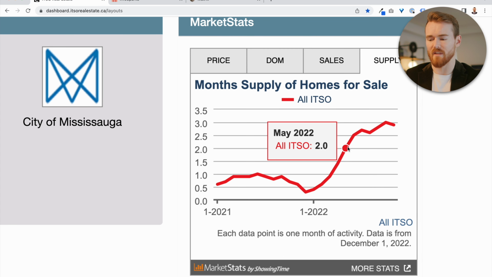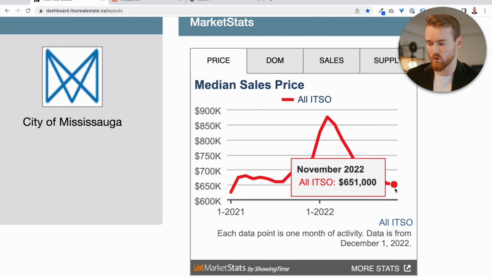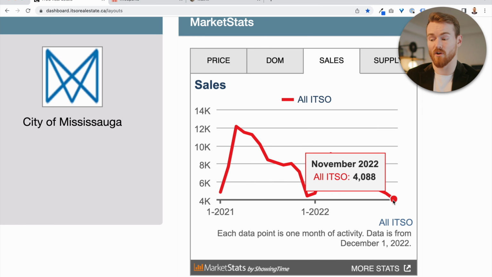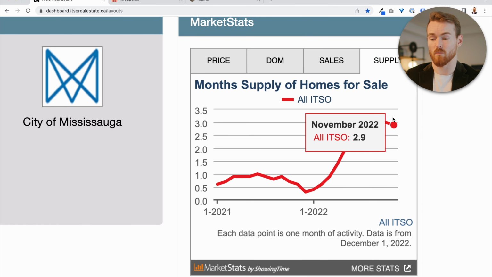So, okay, now that we understand all this, let's paint the story for you guys of what's happening across this data. So we can see price. Price is way down, days on market is way up, sales are way down, and supply is way up. That's called the buyer's market, okay? Really simple. We got tons of houses for sale.